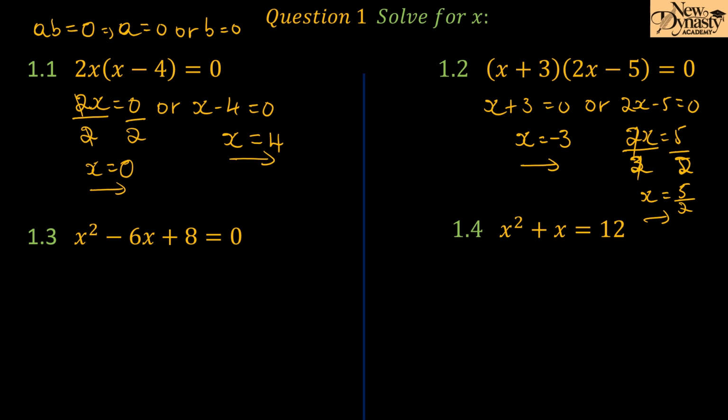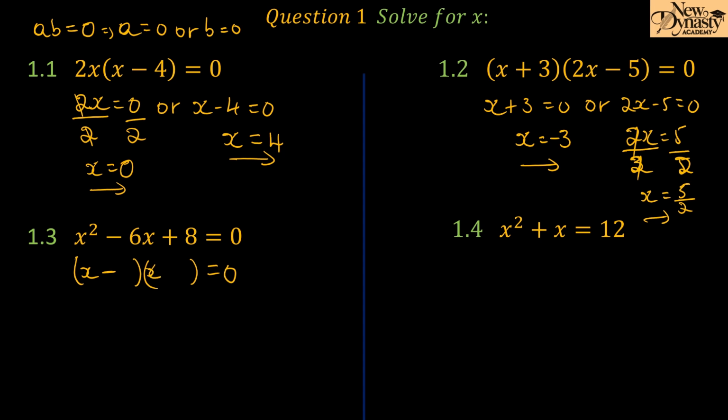Moving on to 1.3. We've got x squared minus 6x plus 8 equals 0. Now in this case, you've got a trinomial. So for us to factorize or to simplify and solve the trinomial, then we need to have two brackets. And then look at this. The first sign of our trinomial is negative, so put it there in the first bracket. Then get the factors of the first term, which is x squared. And you know that x squared is x times x, so the factors are x and x, right?